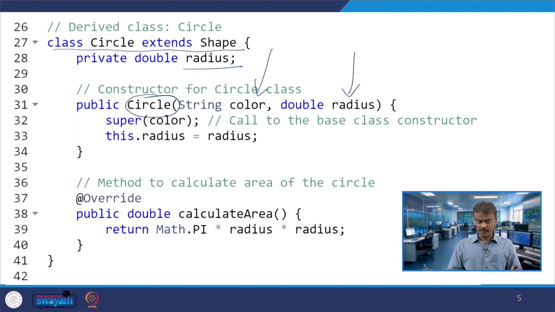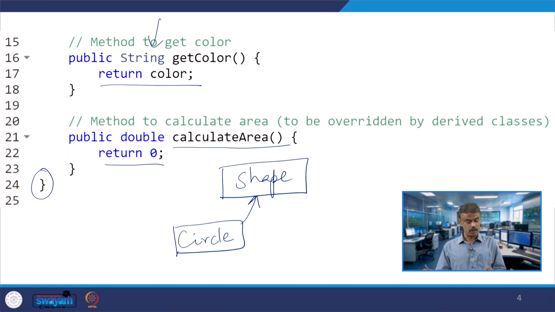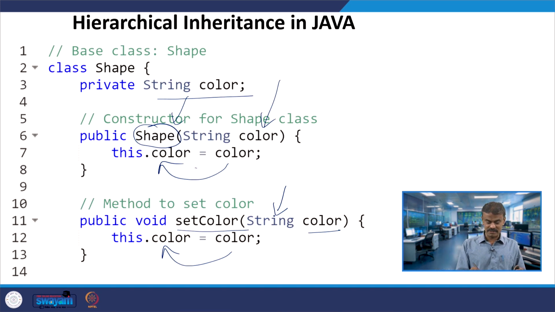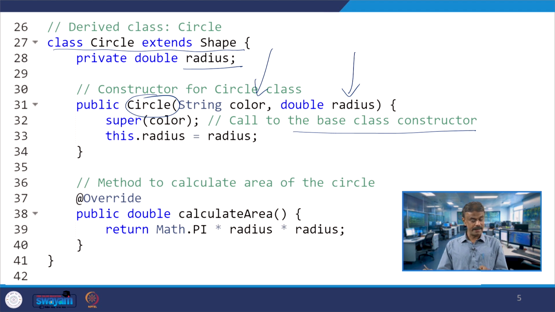In the last class we had seen the keyword super. super(color) is calling the base class constructor. What is the base class constructor? The Shape constructor, where you are passing the color, and color will be assigned to this.color. That is exactly what is happening over here, in line number 32. And in this particular constructor, radius is assigned to this.radius. This is a pointer, so it is getting the reference.